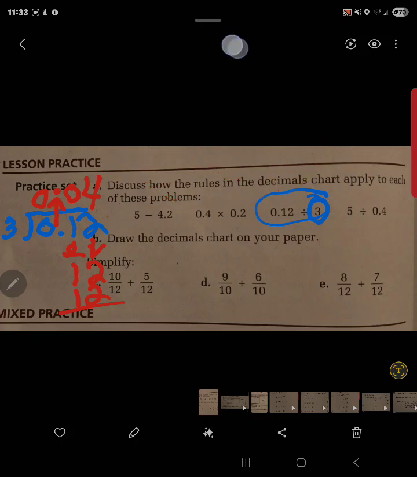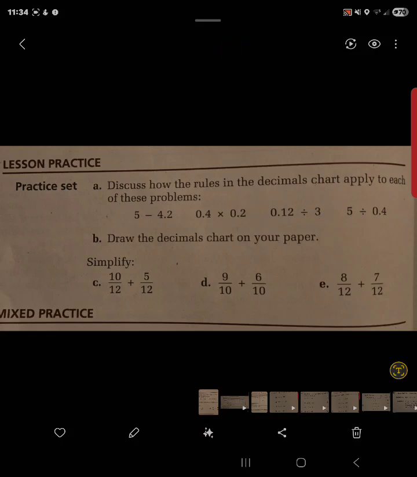All right, let's go ahead and back up here, and we're going to do the last one. 5 divided by 0.4. Okay, again, I'm going to write it. I'll use a different color. Let's use black this time. So 5 divided by 0.4.